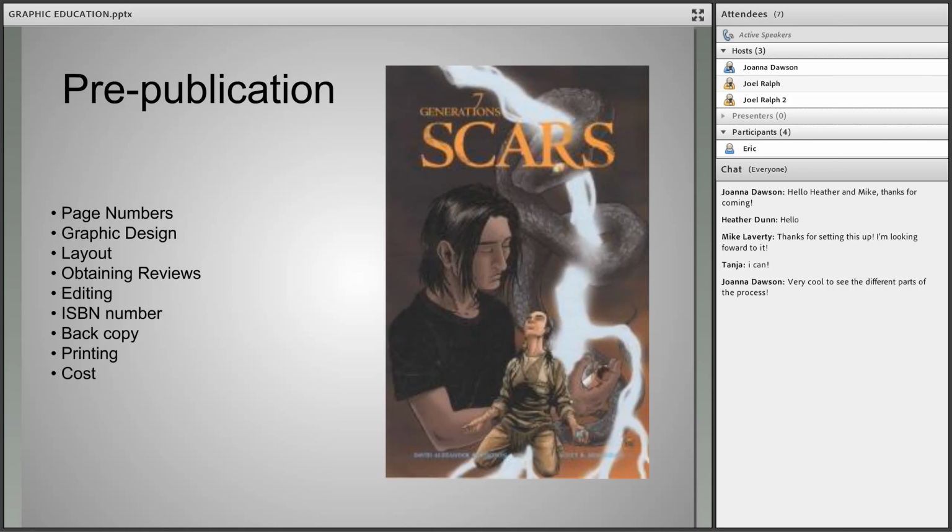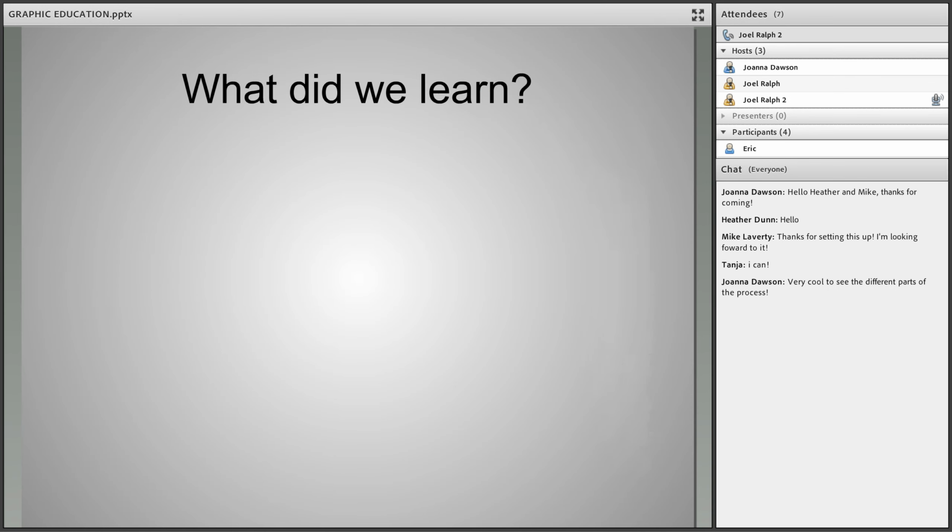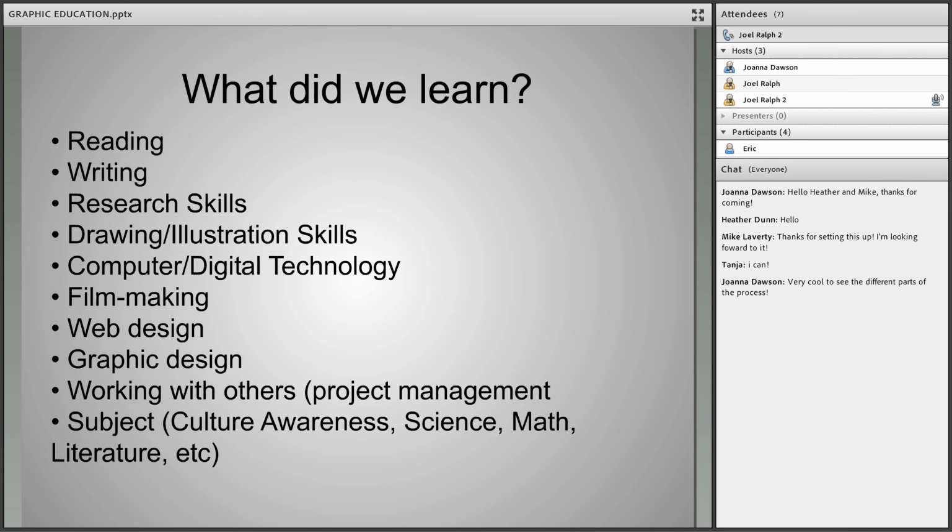In the end of it, they have a comic in their hands, which they feel really great about. But they also are learning all of these things just from doing a comic book. So they're developing reading and writing skills, research skills, drawing, digital technology, filmmaking skills.